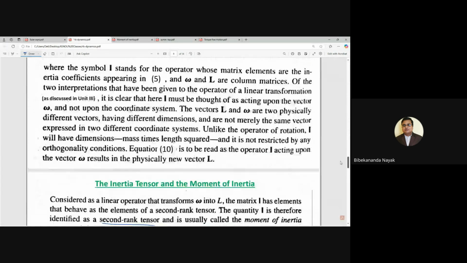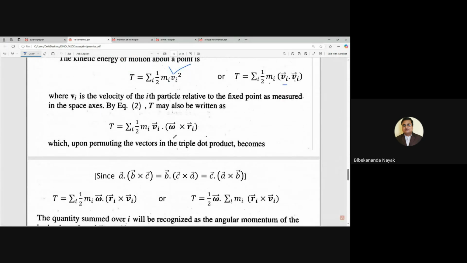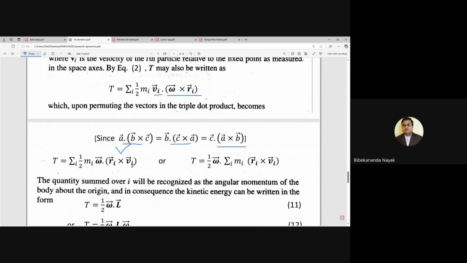So putting here v_i equal to omega cross r_i, it will look like this: v_i dot omega cross r_i, which is a dot b cross c. It may be equal to b dot c cross a and c dot a cross b. Slightly rearranging, b dot c cross a, omega dot r_i cross v_i. I can write this because omega is a vector part and m is a scalar, so it goes outside the summation because the summation is over i. So I write it like this.